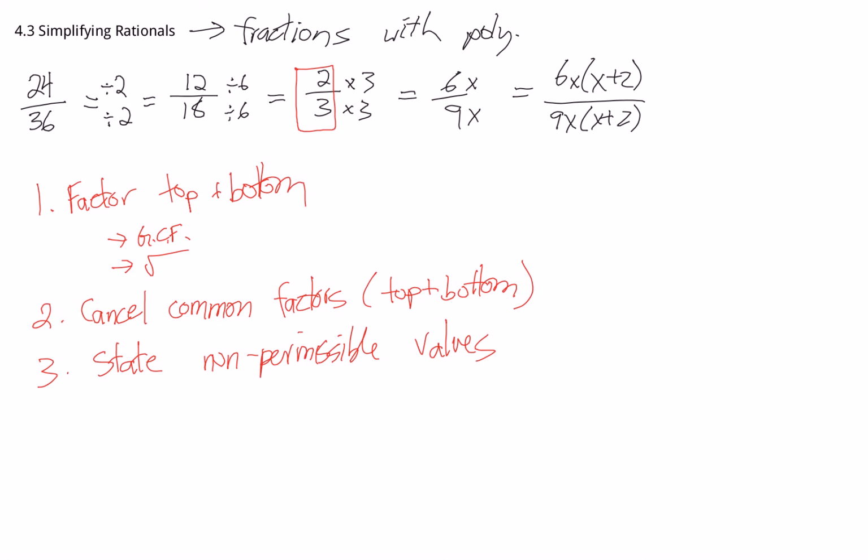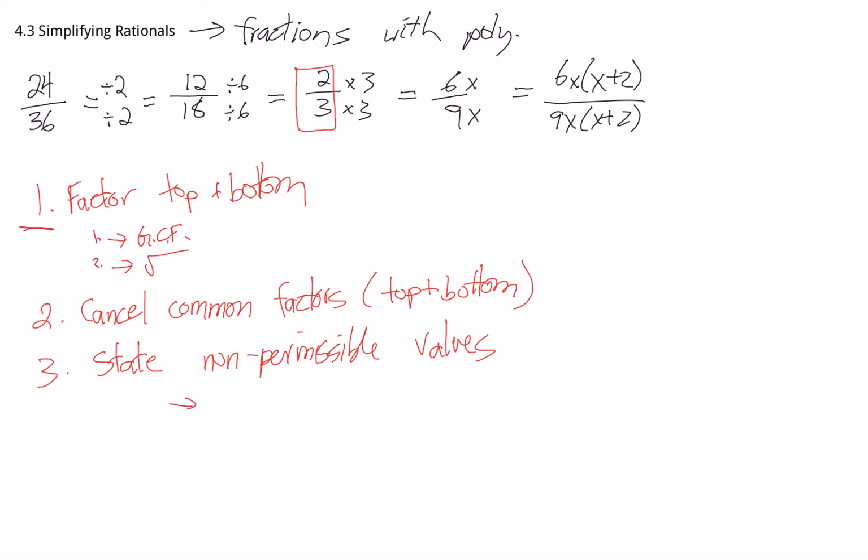Okay, so that's it for simplifying rationals. So it's the same process over and over. Just a quick review. Make sure whatever question you get, before you do anything, you always want to factor the top and the bottom first. Always look for greatest common factoring first, and then try square rooting if that doesn't work. Once everything's factored, you can cancel things on the top and the bottom that are the same. And then the last step is always state your non-permissible.